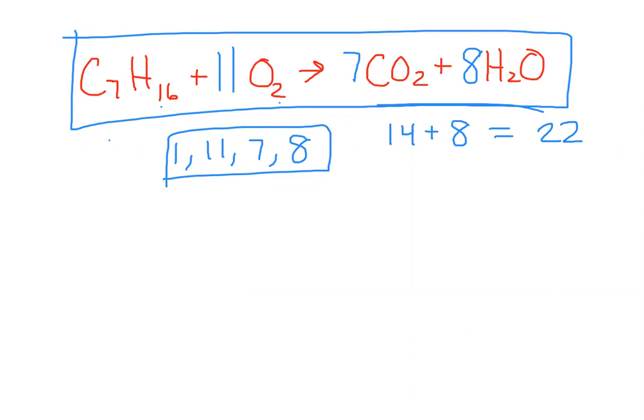So let's go back to your homework page and look at the back side so we can do some of these together. Let's start with number 17. Number 17, it says balance each equation and identify the type of reaction. So let's look at it.